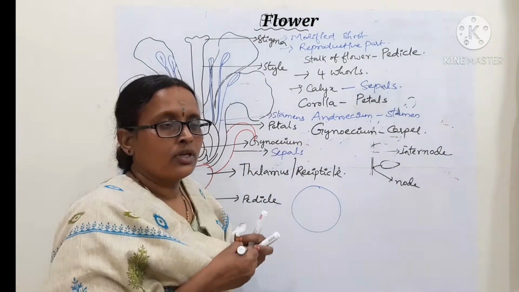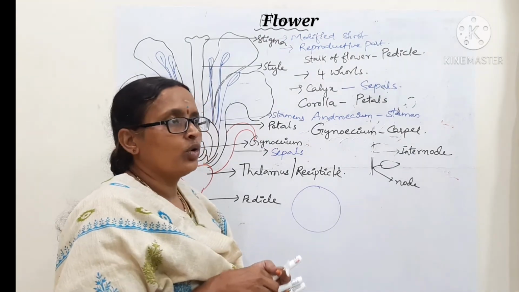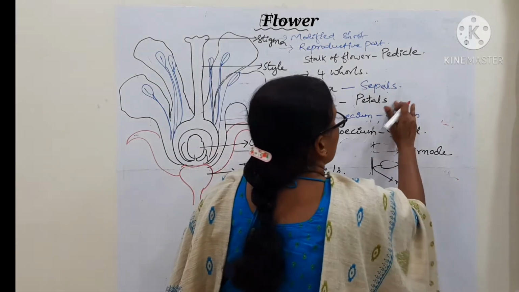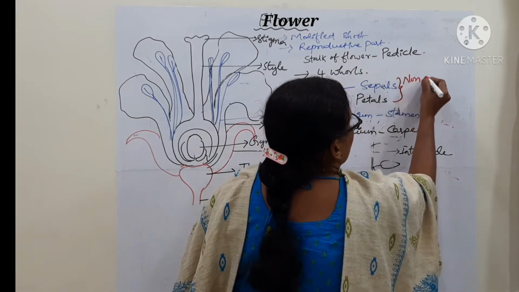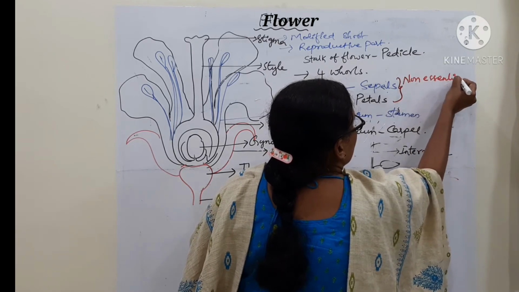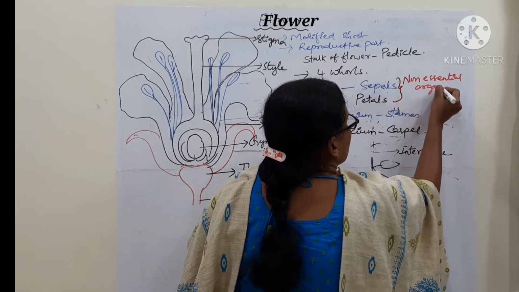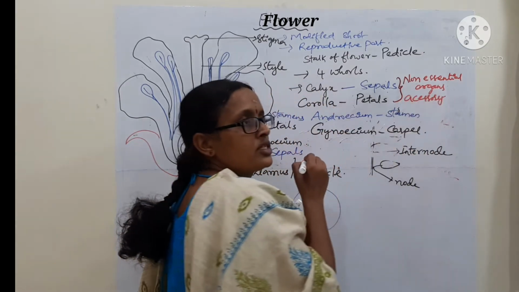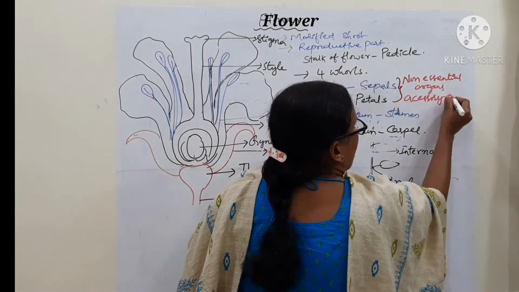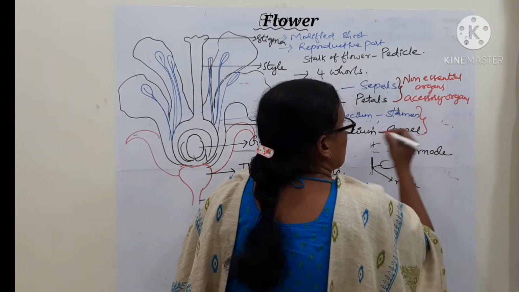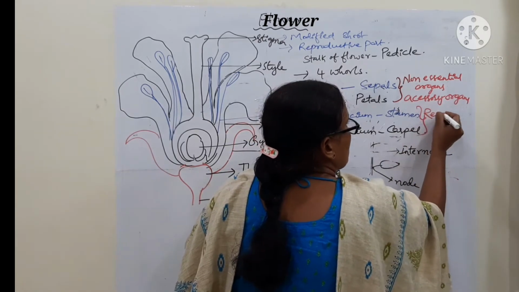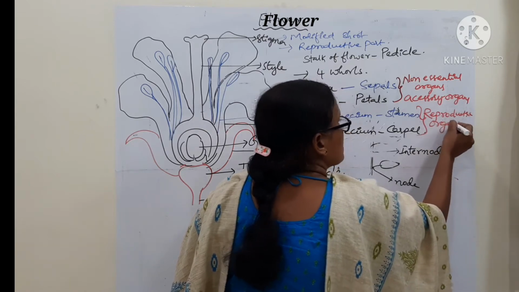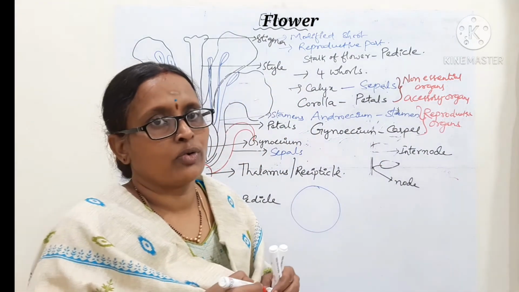Calyx and corolla are called non-essential parts, also called accessory organs. Androecium and gynoecium are called reproductive organs, as they help in the reproduction process.